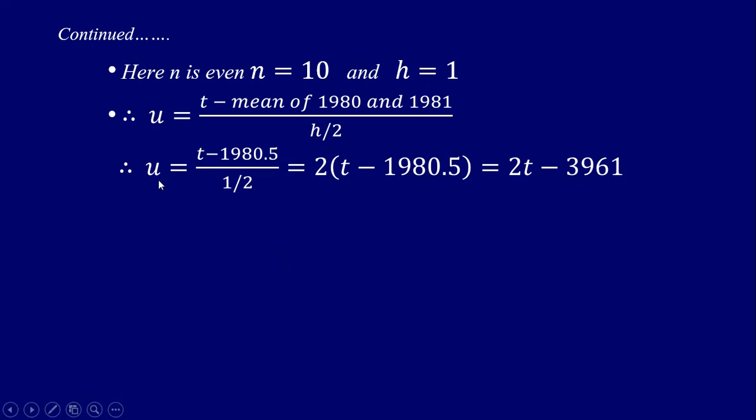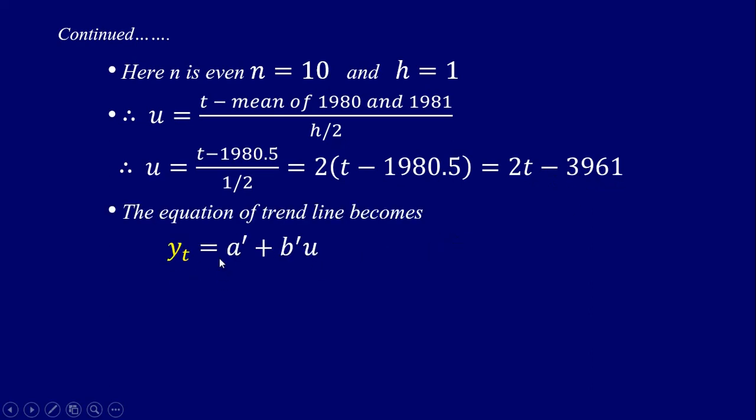Okay, so now we use this variable u. u is equal to 2t minus 3961. The equation of the trend line becomes yt is equal to a dash plus b dash u. The yt values are the indices given in the example. We calculate u using the years in the given example, so we have the values of u and yt from the example.